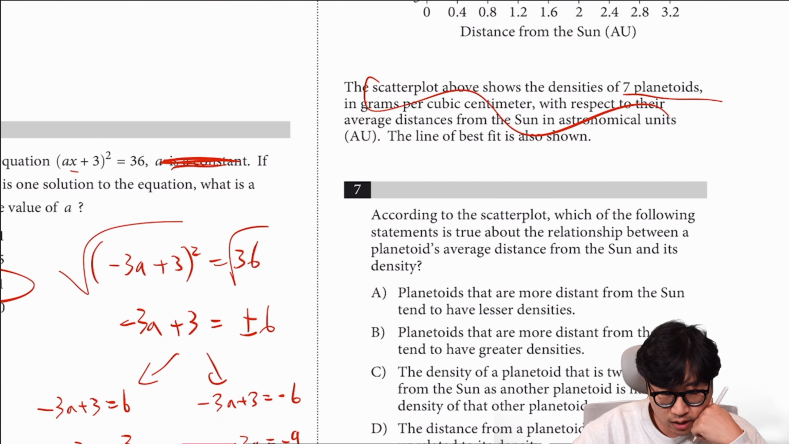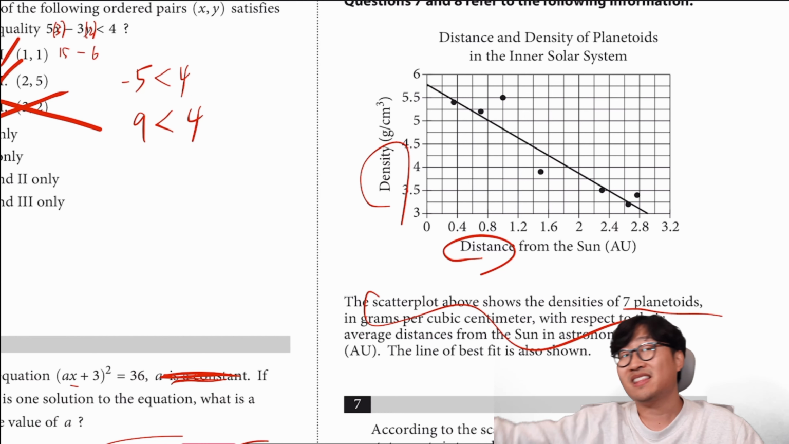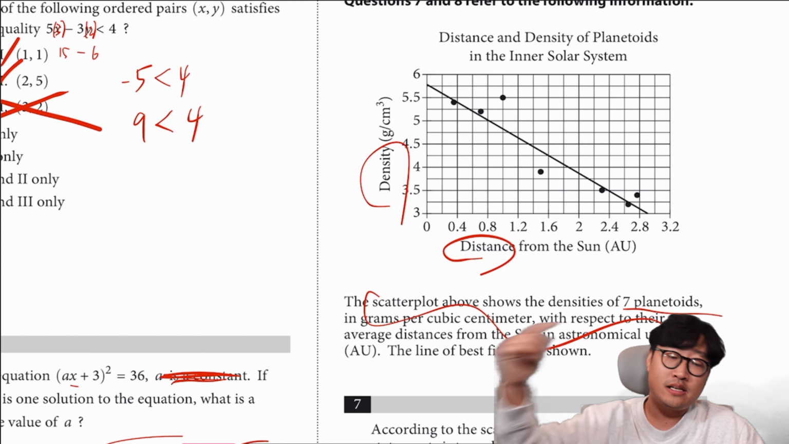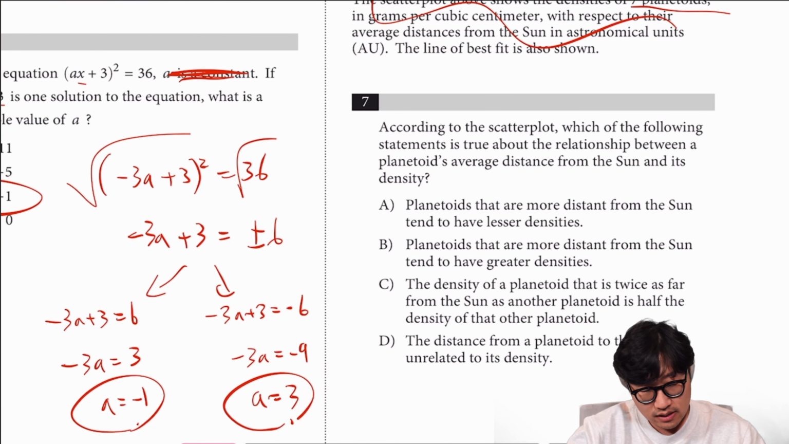So according to the scatter plot, which of the following statements is true about the relationship between a planetoid's average distance from the sun and its density? So distance and density, if you look at it, it's an inverse relationship. It's a negative slope, right? So as the distance increases, the density decreases. So something about that. D, the distance from the planetoid to the sun is unrelated.